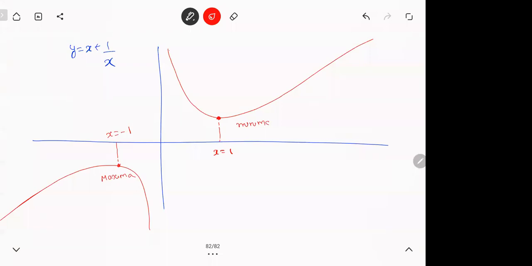Remember what is minimum and maxima? Valleys and the peaks. No? So if you observe here, the value of the minima is more than the value of the maxima. This is what I was saying. Okay?